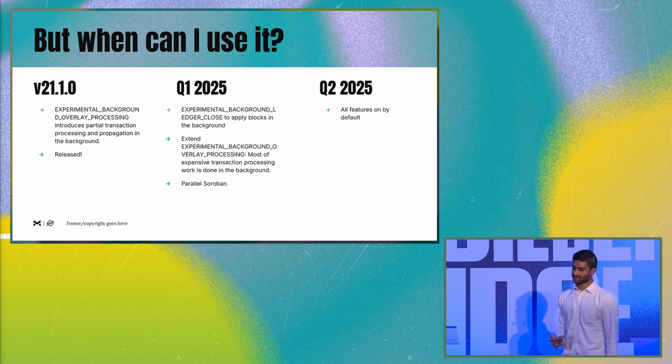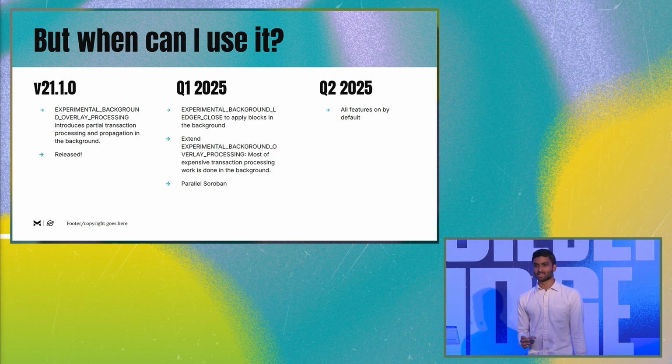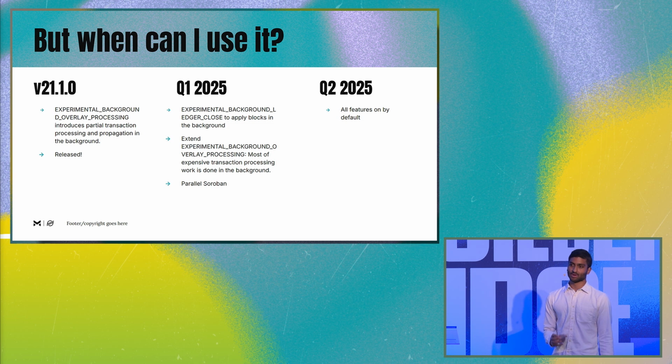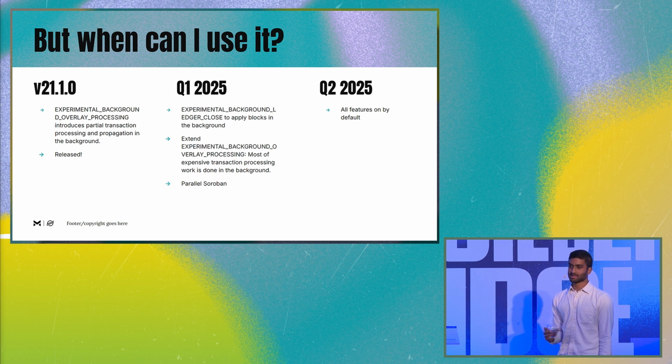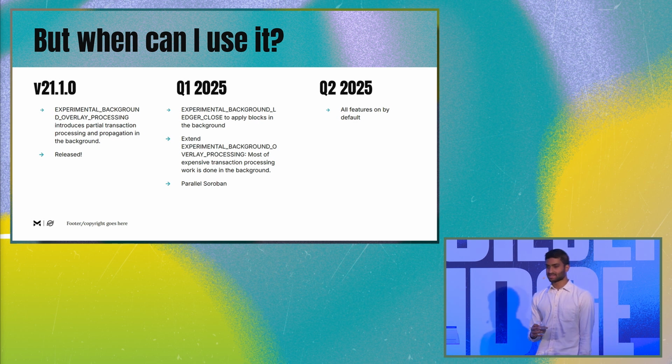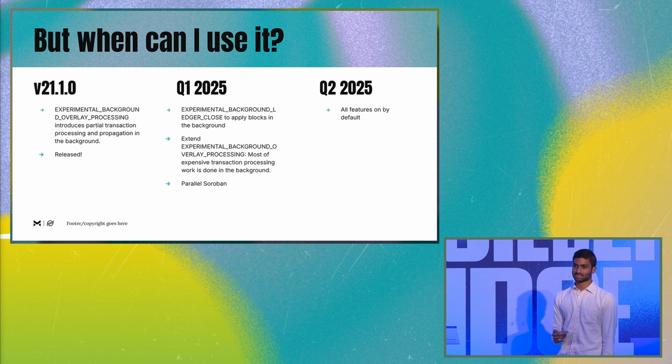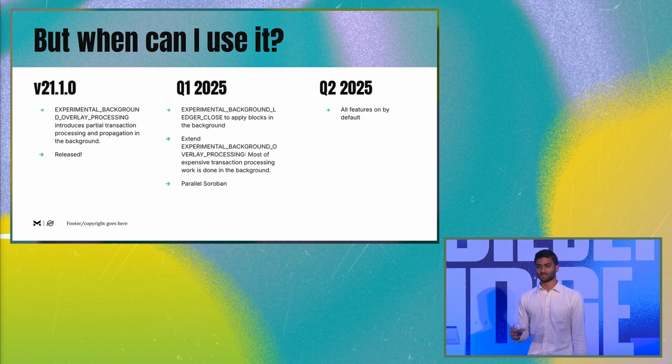So when can these features be used? Parallel transaction processing and propagation in the background is already available and can be enabled with the experimental background overlay processing configuration flag. For Q1 of 2025, we're aiming to add the ability to apply blocks in the background, as well as move more of the expensive transaction processing work to the background, like signature verification. And in that same quarter, we're aiming for a protocol change that would enable parallel processing of Soroban transactions. And in Q2, we'd like to remove all the experimental flags mentioned here and enable those features by default.